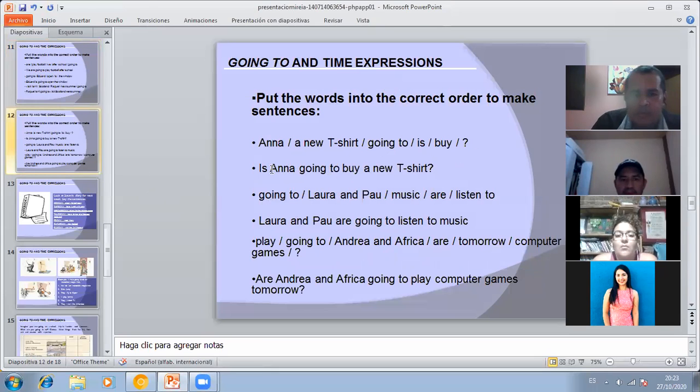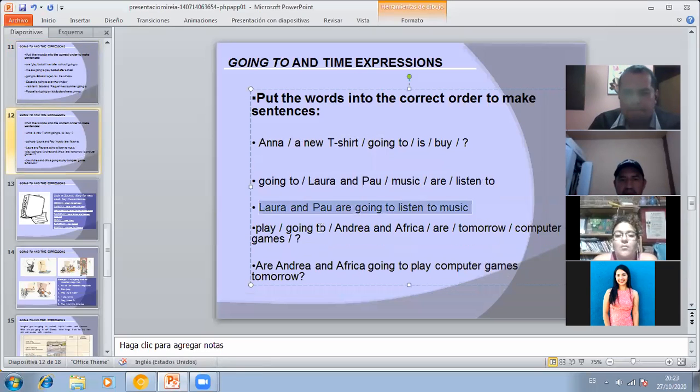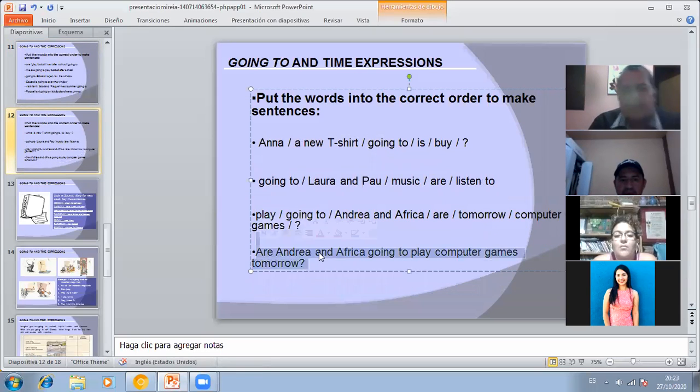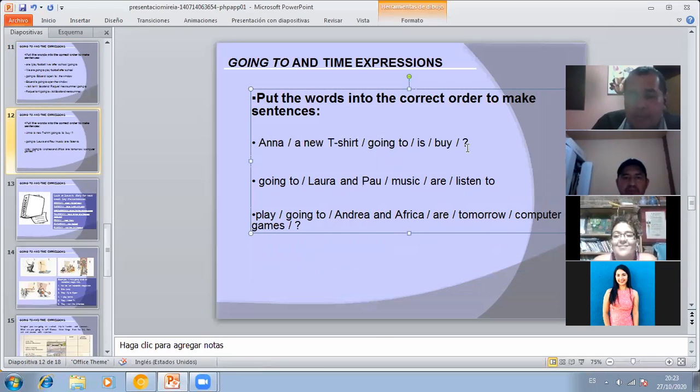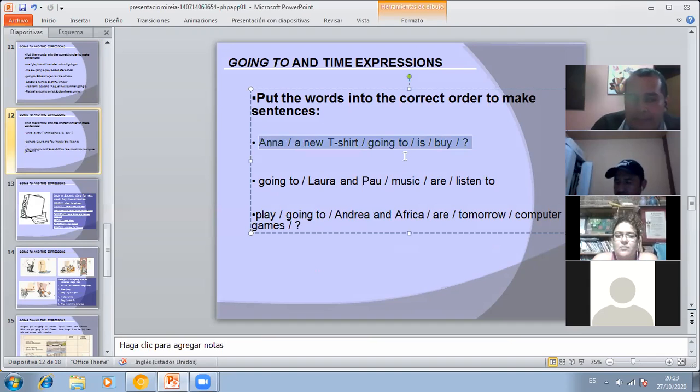Let's see, let's eliminate this one. Okay, Xiomara, do me a favor, please. Choose the next classmate. Iris Herrera. Iris, okay. How can you organize this question? When you see the question mark here, this is a question. Anna is. No, it's upside down. In this case, the verb to be is at the beginning because it's a question, right?